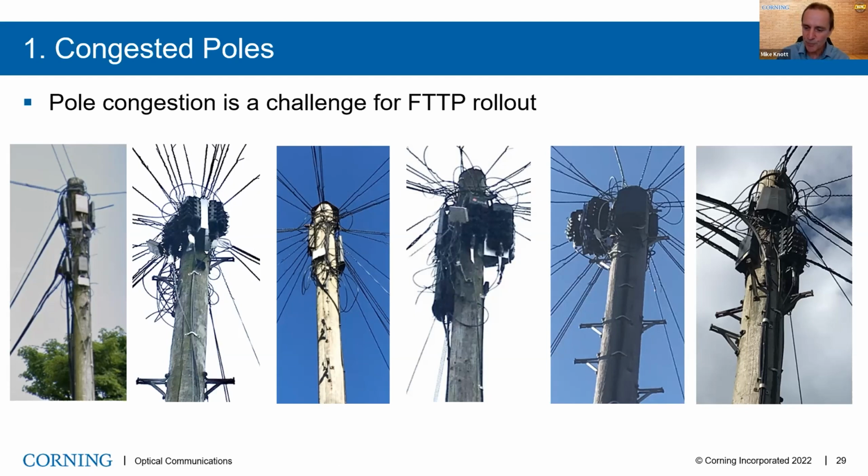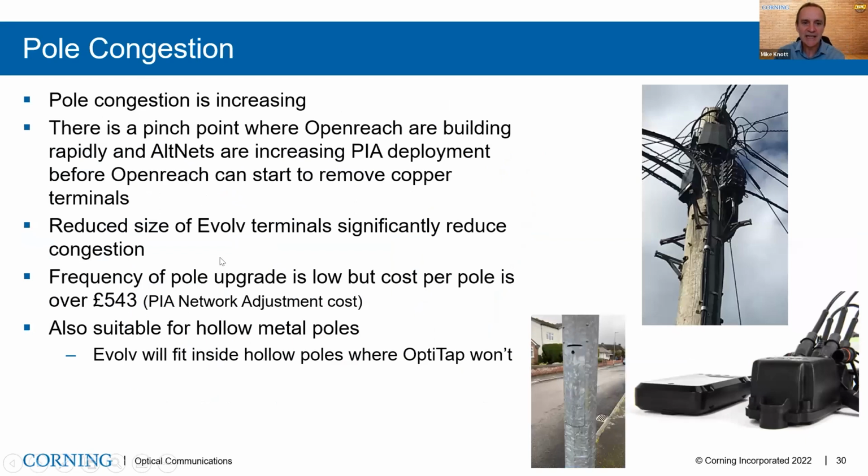So what's happening is that congestion is increasing, and there's a pinch point here where Openreach are building like crazy. AltNets are increasing their PIA deployment, but Openreach are not allowed to take down their copper hardware. So everything has to exist at the same time, and that's where we're getting this real pole congestion problem. Clearly, a terminal like this will fit much more easily on the pole.